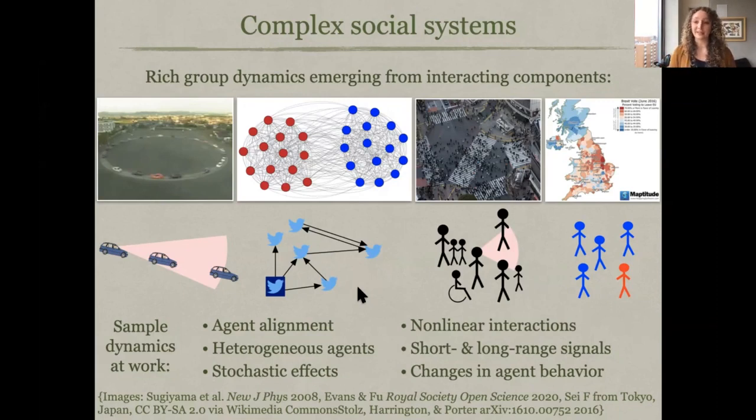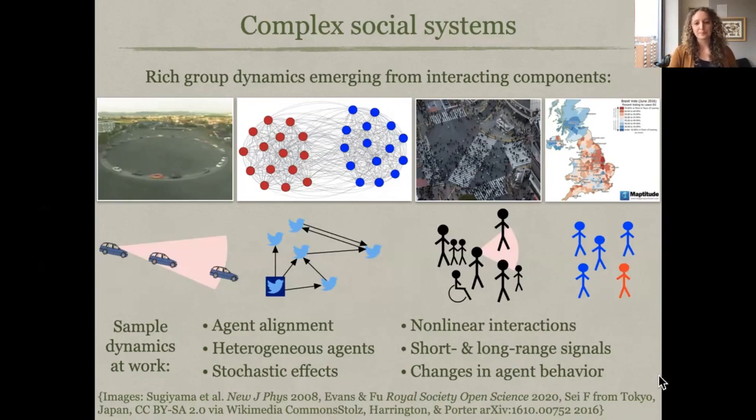Of course, everyone in these social settings is unique, but you can think of heterogeneity in the agents. So maybe in this example, drivers who are more or less cautious in how much space they want in front or behind them. And then you can also have changes in agent behavior. So maybe people adopt different opinions, or as a result of unusual driving practices, they change how they prefer to drive as well.